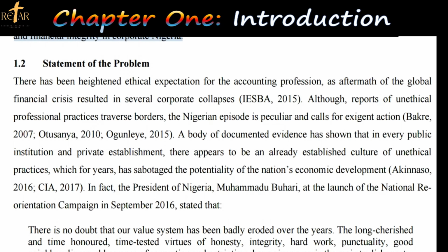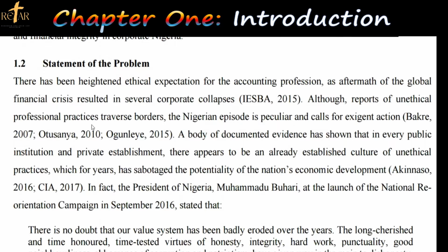I don't know if this is clear enough, so that anytime you build your research statement of the problem strongly, anybody that reads it finds it very, very strong and convincing. So look at this example, because I promised that it will be something practical. There has been heightened ethical expectation for the accounting professional as the aftermath of the global financial crisis resulted in several corporate collapses. You could see the citation there.